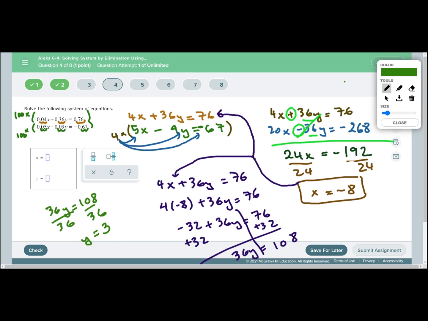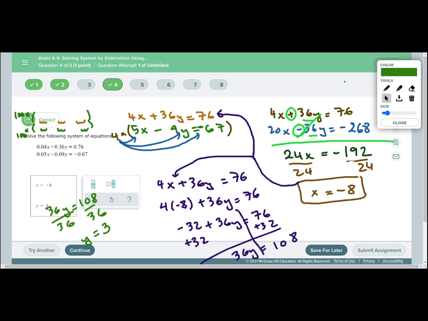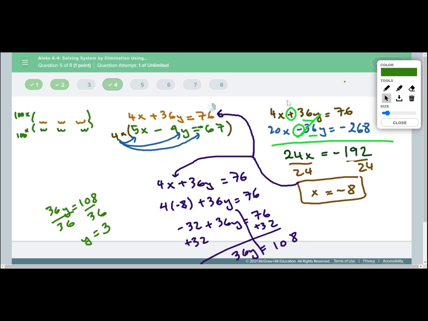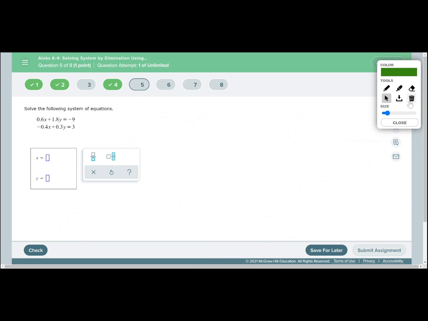Nice. Okay, so we have x is negative 8 and y is 3. Easy. Ish. I know it's not easy because it's pretty long and you have a new concept, but I would say it's not really bad if you master number 1 and 2. All right, number 5.